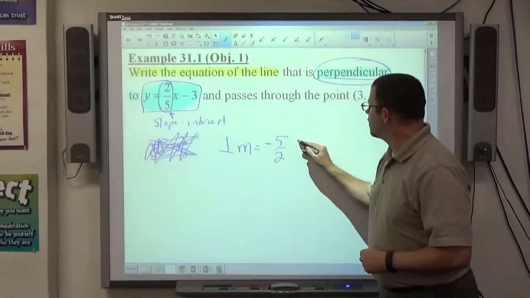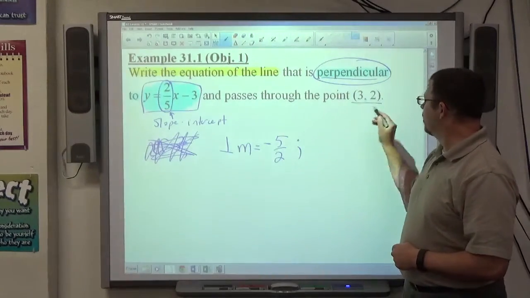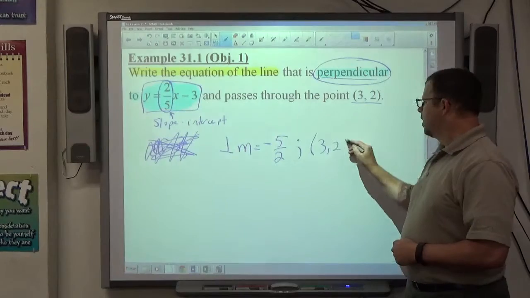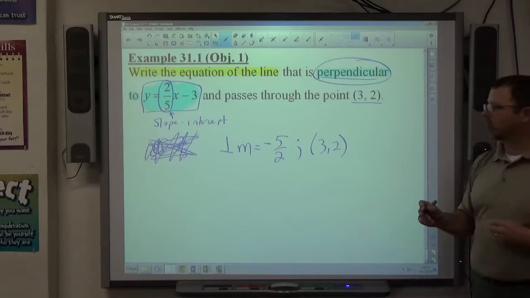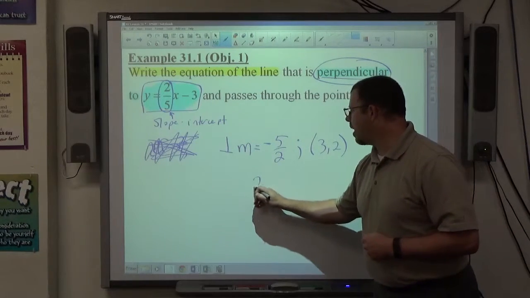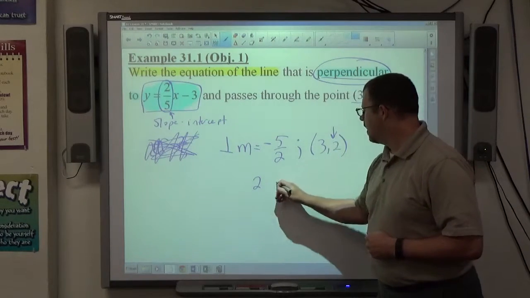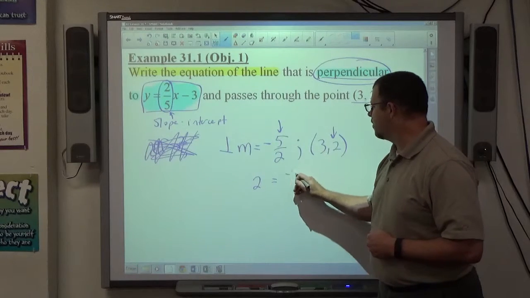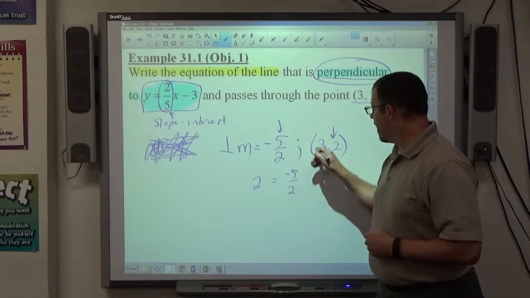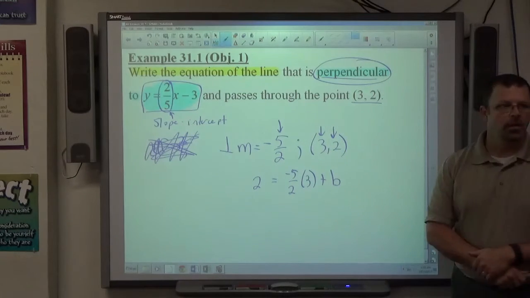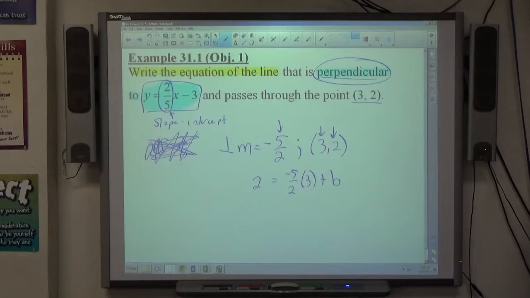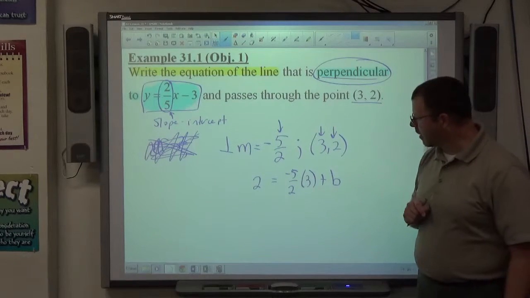Once I know what the slope is, negative 5/2, it passes through the point 3, 2. I'm back at the same place I am in every one of these problems. I have a slope, I have a point, I'm trying to find the y-intercept, so I go to y equals mx plus b. y, which is 2, equals m, which is negative 5/2, times x, which is 3, plus b. If I know a slope and a point, I have 3 of those 4 numbers known. The one thing I don't know is b.